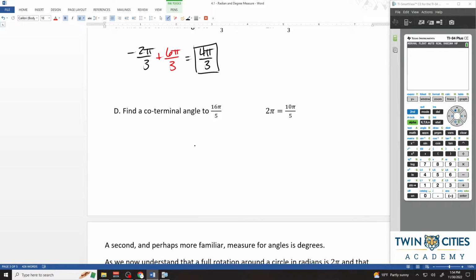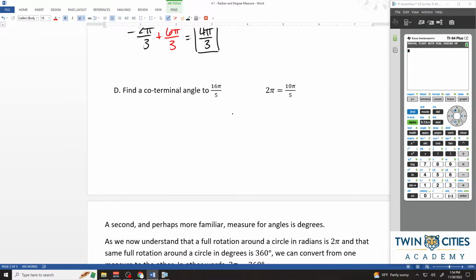And lastly, we've got 16 pi over 5. This time let's subtract. So let's start with 16 pi over 5. Because the denominator is 5, 2 pi is going to be the same as 10 pi over 5. So let's subtract 10 pi over 5. This is going to be equal to, let's see, 16 minus 10 is 6, so 6 pi over 5. This is coterminal to 16 pi over 5.